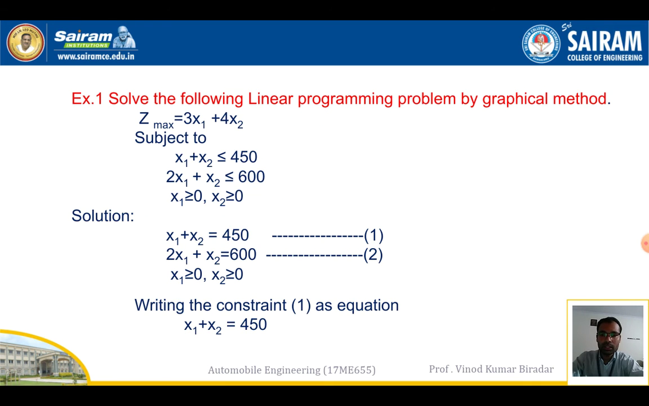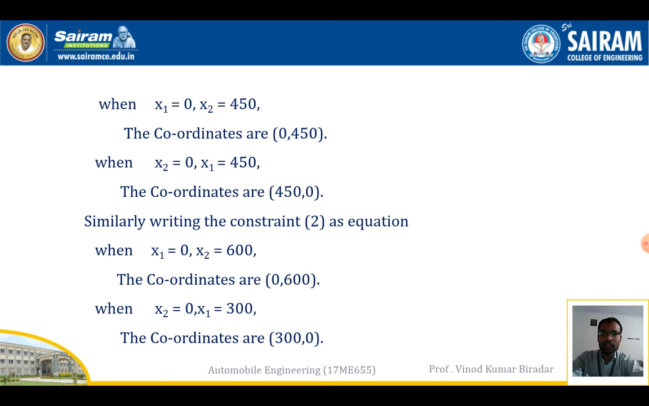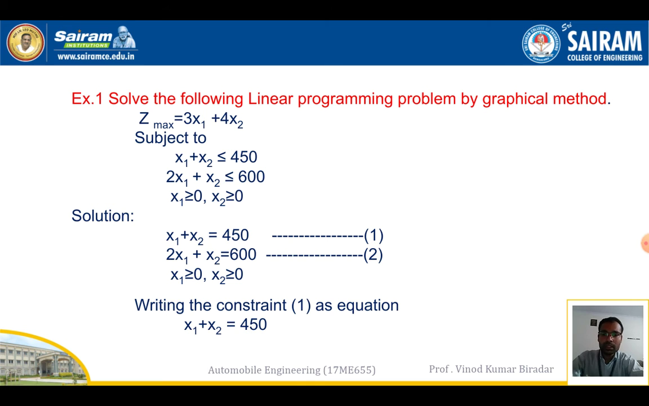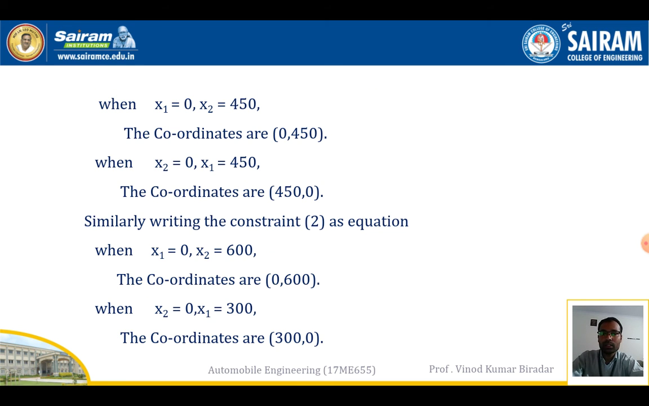Just put x1 is equal to 0 in place of x1, so therefore x2 is equal to 450. You will get that x2 is equal to 450. Similarly, the coordinates for this point are x1 = 0 and x2 = 450. Next, when x2 is equal to 0, what is the value of x1? Just put x2 is equal to 0 here, so x1 is also equal to 450. That is, the coordinates are 450, 0.